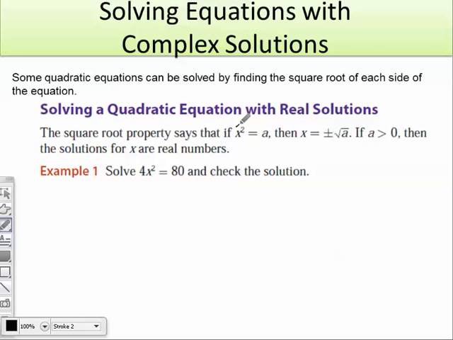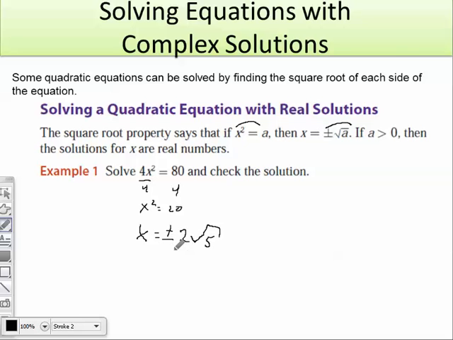So let's start off with solving a quadratic equation with real solutions. If you take the square root of both sides of an equation, you're going to get plus or minus the square root of a, where a is greater than 0, for a solution. For this example, I would first divide by 4 to get rid of that 4 in front of everything, and I would have x squared is equal to 20. Then the square root of x squared is x, and that's equal to plus or minus 2 square roots of 5. I rationalized it already because 4 times 5 is 20, so the 2 comes out, the 5 stays in there. There's my real quick answer.